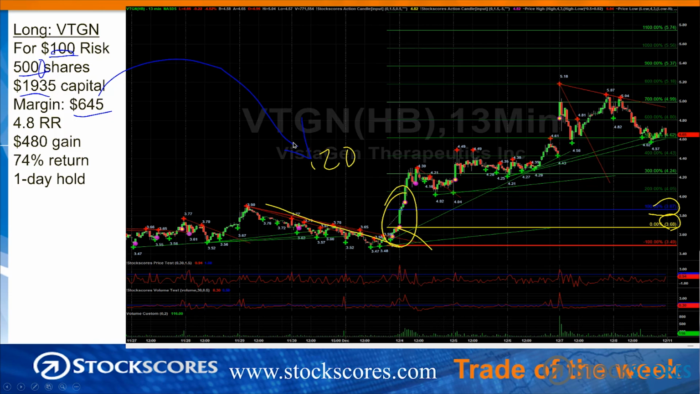$645, and this trade went up to the sell signal right there for a 4-point times risk gain, or a $480 gain. That's a 74% return in about 4 days, a little better than 4 days. Okay, a 4 or 5 day hold. All right, so it's using that simple concept. Take your risk tolerance, divide it by the risk of the trade, which is the difference between your entry price and the stop loss price, and then size your position accordingly. Every stock ends up having the same amount of risk.